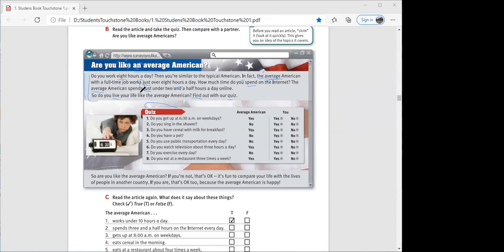The average American spends just under 2.5 hours a day online. So you need to pay attention. You need to pay attention when you are reading.